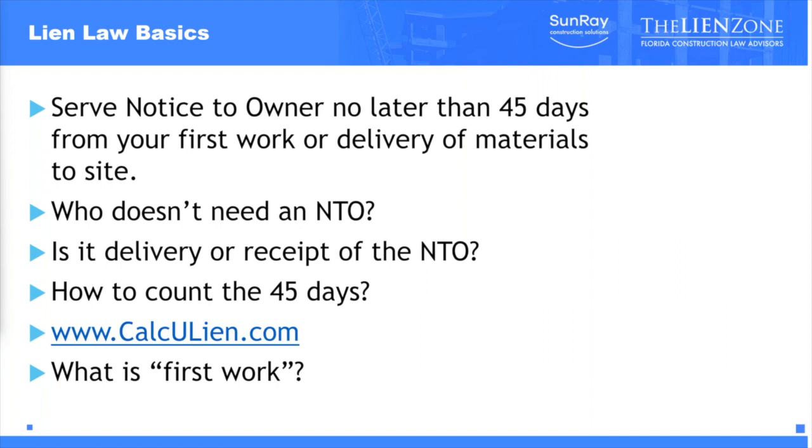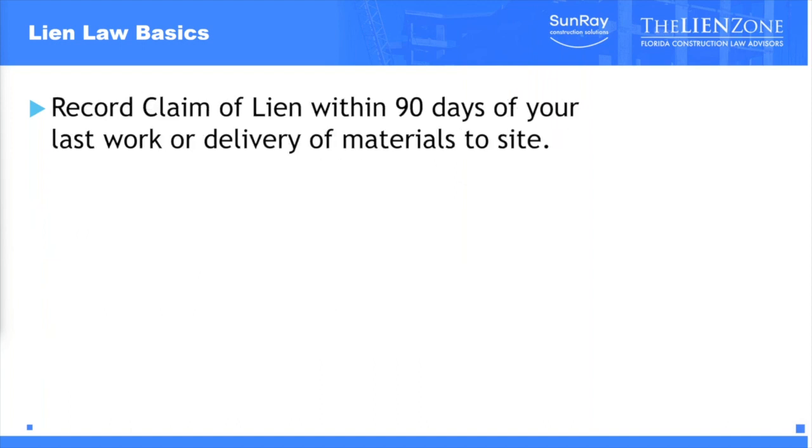So the range of time to serve a notice to owner is the same day or after you have a contract, and no later than 45 days from your first work or delivery of materials to the job site. The next step is that you need to record a claim of lien within 90 days of your last work or delivery of materials to the job site.